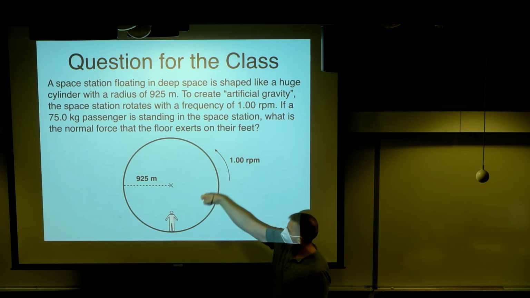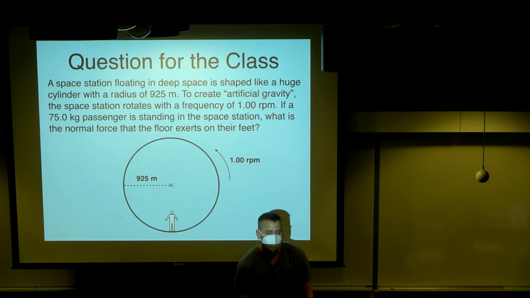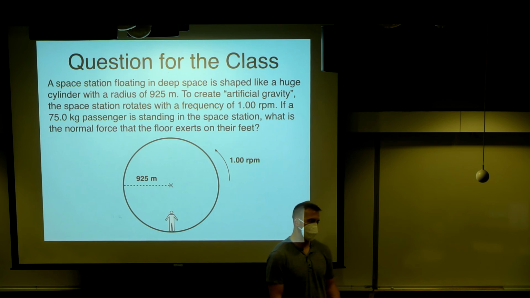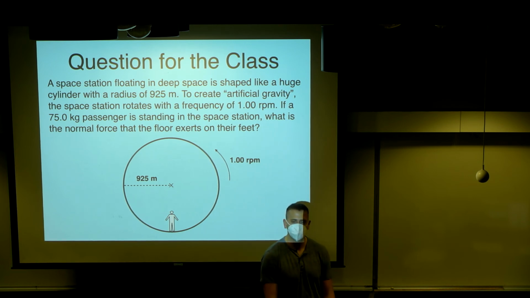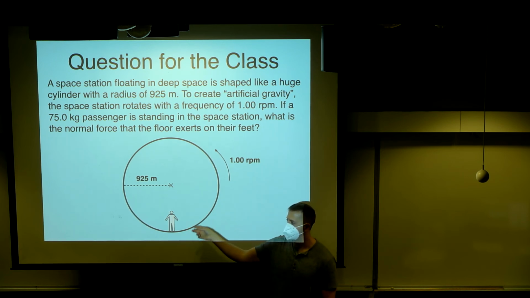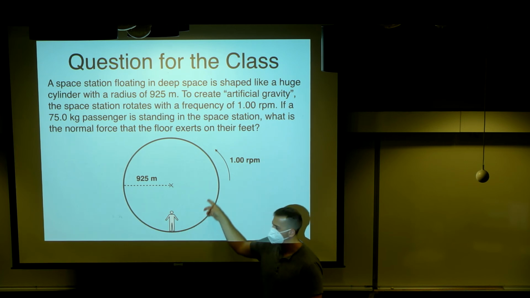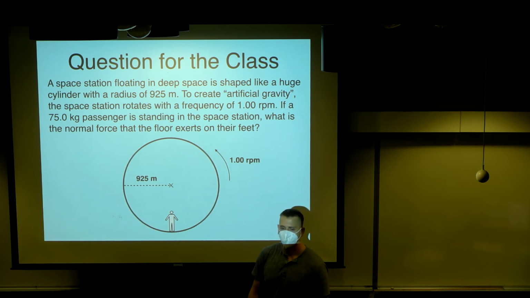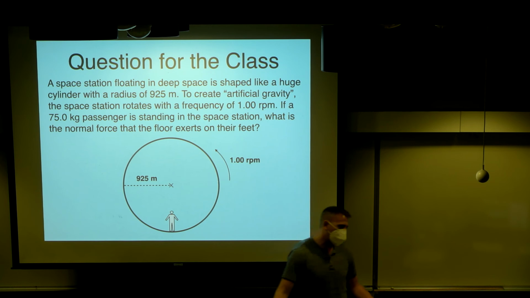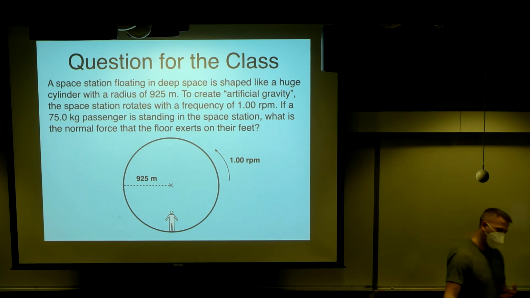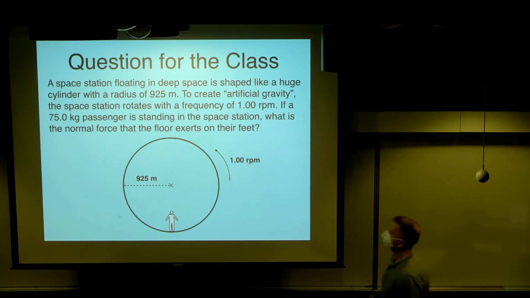Instead, we're given the frequency of rotation in RPM. That's fine. We can convert in a few steps pretty easily, take what we have here and figure out what the speed is. In other words, how many meters per second are you moving at? Once we have that, we can find the acceleration, which is v² over r, and that will tell us something about the normal force.